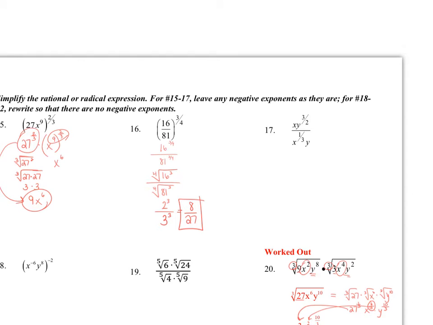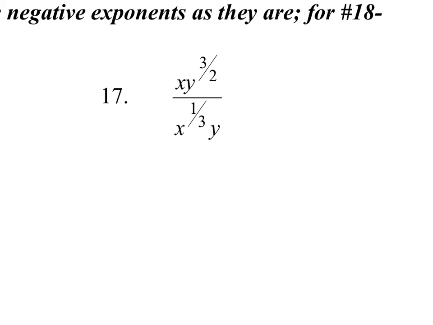All right, 17. The only ones you can combine are your like bases. So your x's, actually I'll do that with a highlighter instead. Your x's, you have x to the 1st over x to the 1/3. And then you have your y's. Y to the 3/2 divided by y to the 1st. No matter what, we're moving everything up. We don't care if there's negative exponents. Remember, that's what the direction said. So to divide like bases, you subtract your exponents.